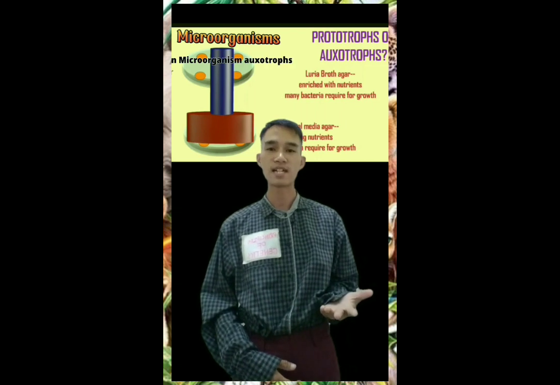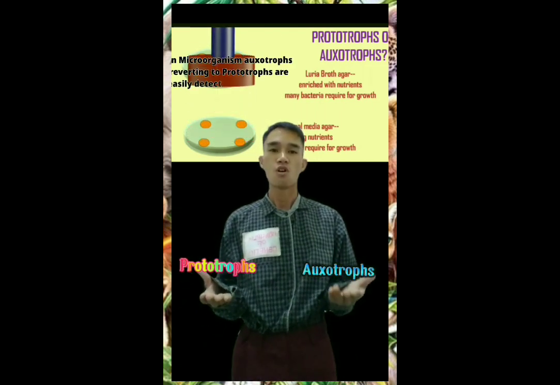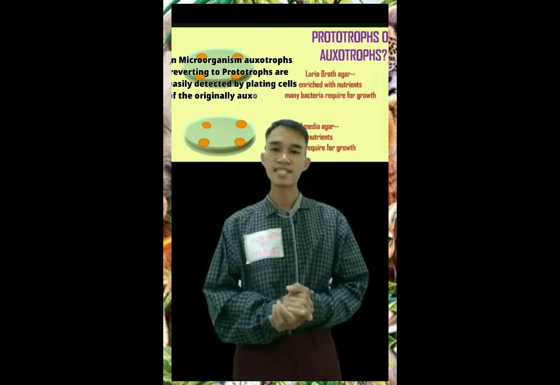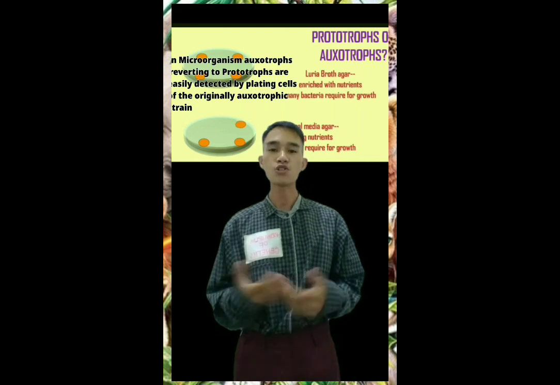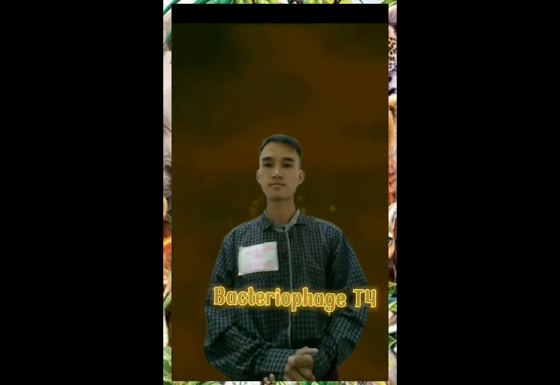In microorganisms, auxotrophs reverting to prototrophs are easily detected by plating cells of the original auxotrophic strain on minimal medium. In bacteriophage T4, the r-L mutant strain, which causes rapid lysis of host cells, frequently reverts to the wild-type r-L plus strain. In Drosophila, a number of recessive mutant genes are known to revert to the wild type, though with a lesser frequency than the forward mutation.